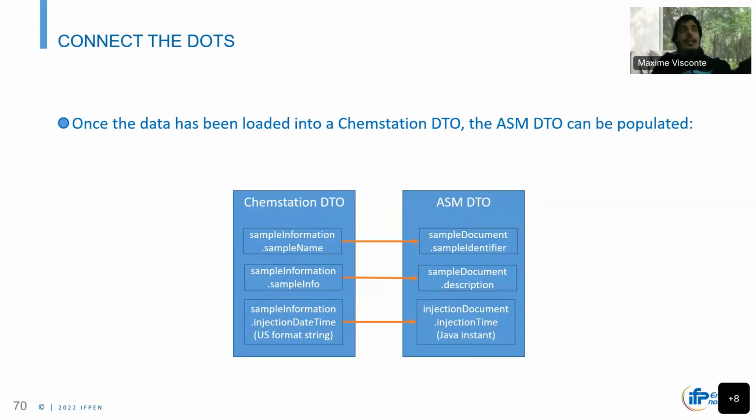Another thing to look out for is the time. It gets really awry really fast with times. For example, in the ChemStation data, the time is stored as a US format string, and if you're in Europe, you can easily make things bad real quick.